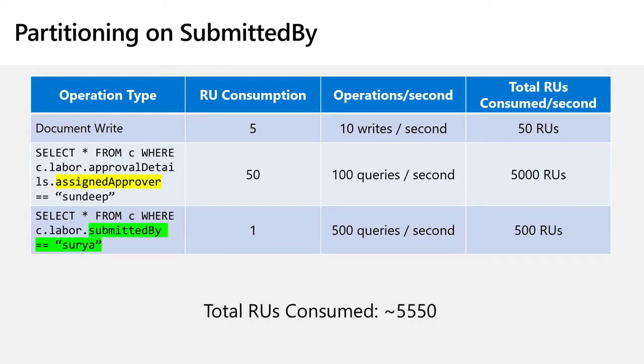So let's see what the total RUs consumed in this case is before we figure out what to do about that use case. A document write takes 5 RUs because Azure Cosmos DB replicates all the writes, and at 10 writes per second, the total is 50 RUs. For the assigned approver query that we just saw, it consumes on average 50 RUs, and it's 100 queries per second, so the total is 5,000 RUs there. And then for the point query, it's 1 RU for 500 queries per second, so 500 RUs. If you total all that up, it's approximately 5,550 RUs, okay? Let's see how we can optimize this.